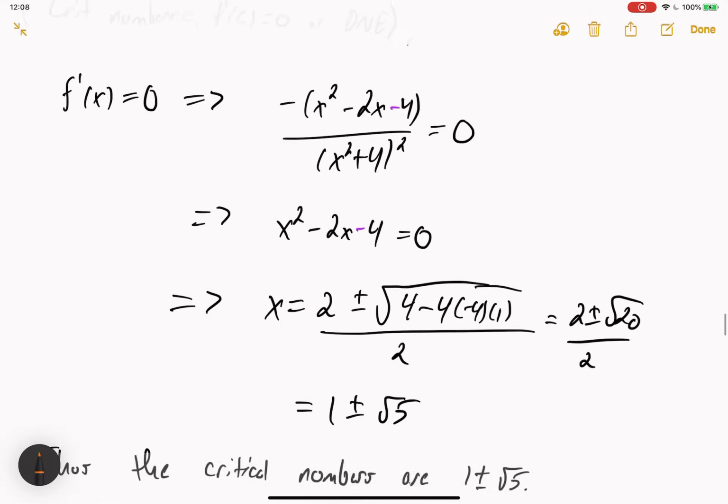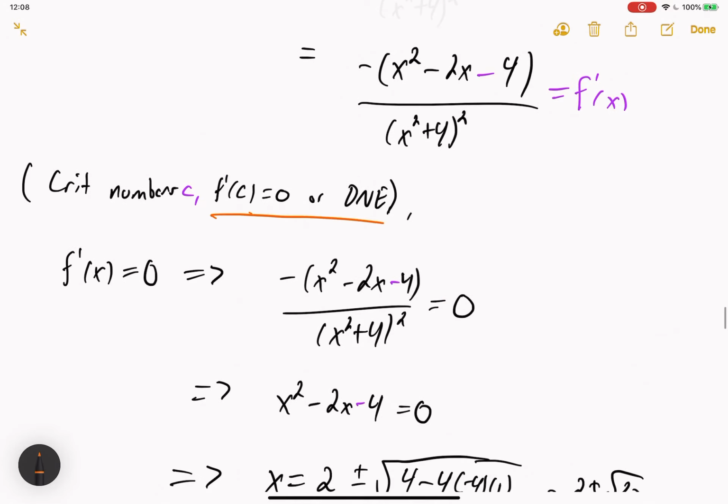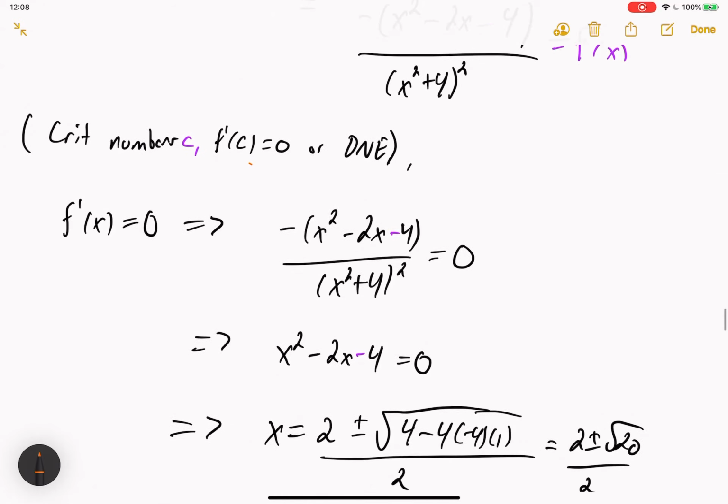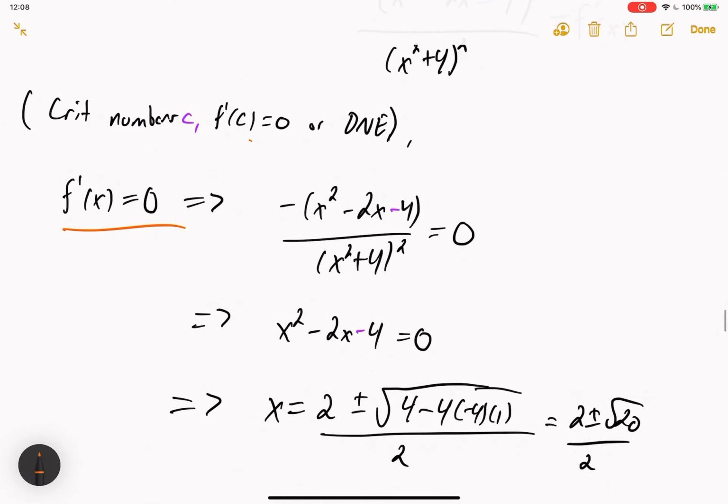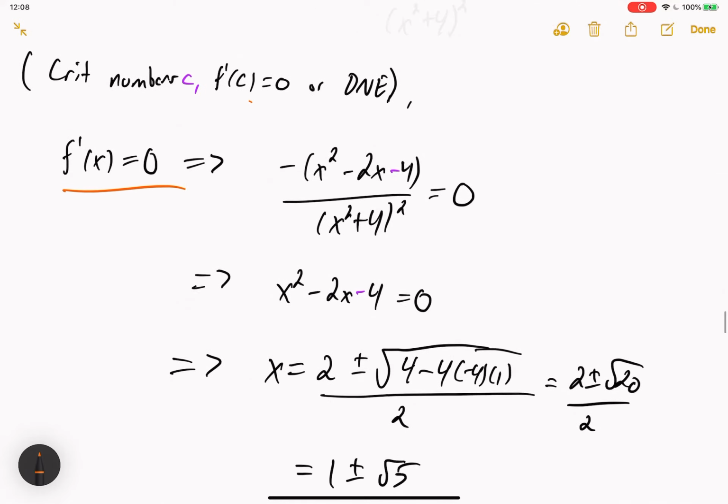So again, critical numbers are numbers such that the derivative is equal to 0 or does not exist. In this case, x squared plus 4 squared is always going to be greater than 0, so we don't really have to worry about it. We don't have to worry about when the derivative doesn't exist, only when it's equal to 0. So we need f prime of x equal to 0. A rational function is only equal to 0 if the numerator is equal to 0.